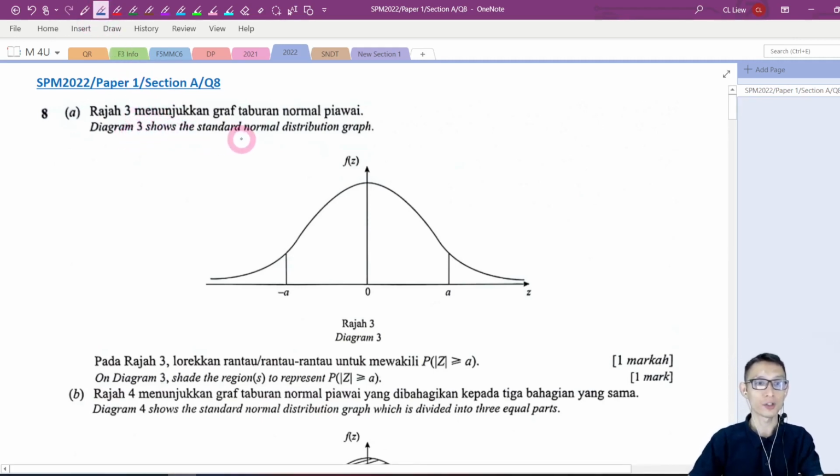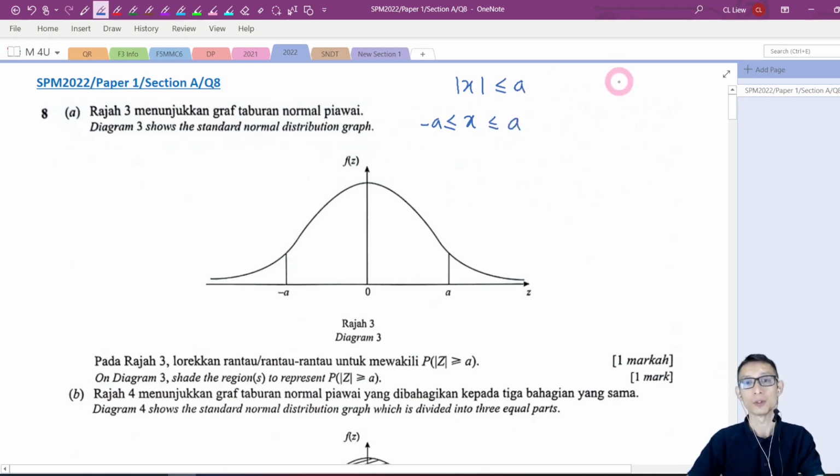Diagram 3 shows the standard normal distribution graph. So we have a standard normal distribution graph. On Diagram 3, shade a region to represent this. Okay, modulus, before solving this one, you have to understand this. If, let's say, modulus x is less than or equal to a, this means that x is greater than or equal to negative a, less than or equal to a.